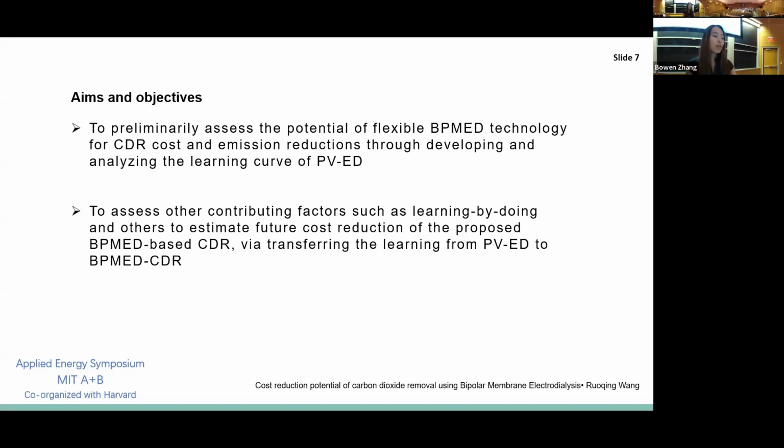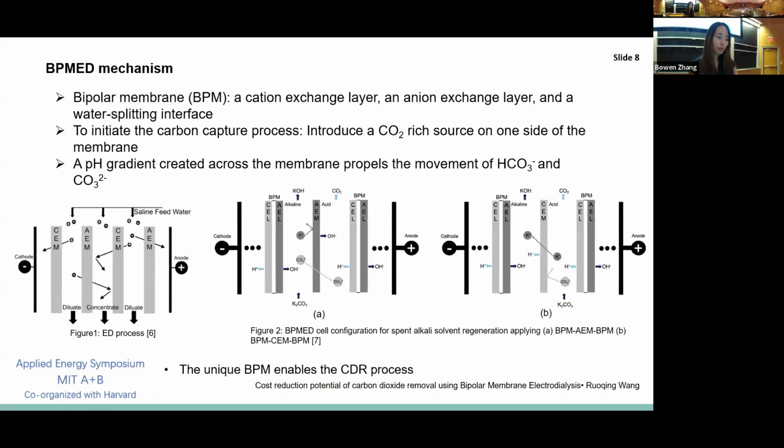And so in this study, we aim to preliminarily assess the potential of flexible BPM-ED technology for CDR cost and emission reduction through developing and analyzing the learning curve of PVED. And secondly, to assess other contributor factors such as learning by doing and others to estimate future cost reduction of the proposed BPM-ED-based CDR system, by transferring the learning from PVED to the BPM-ED system.